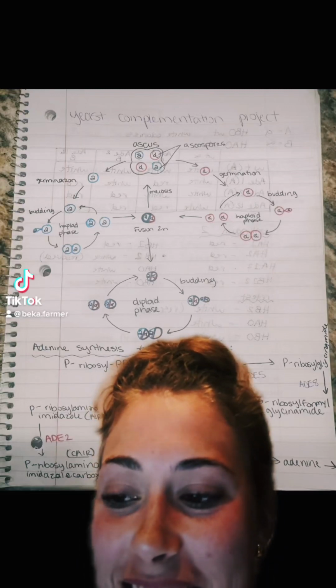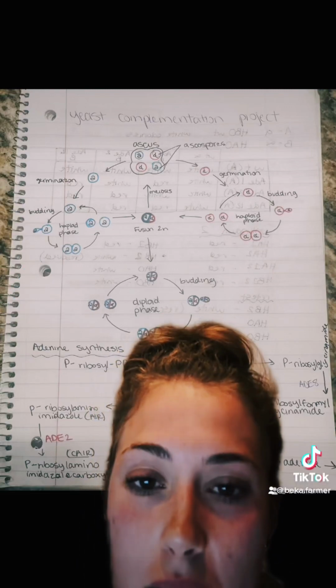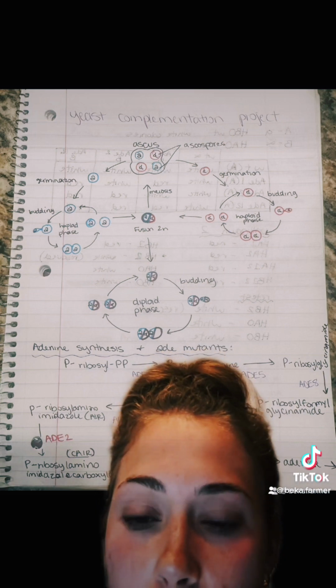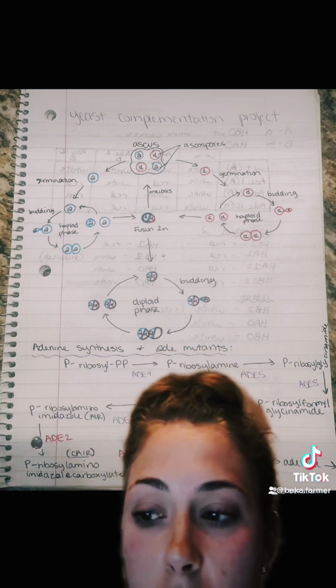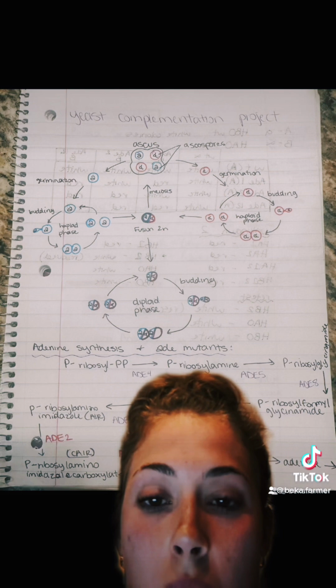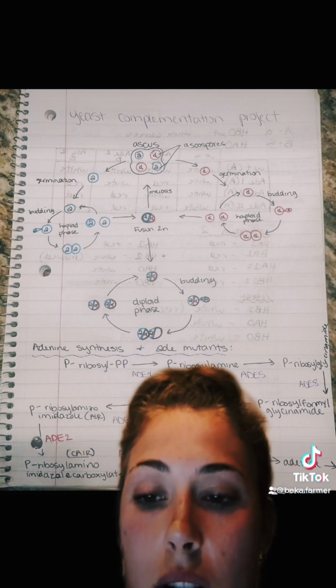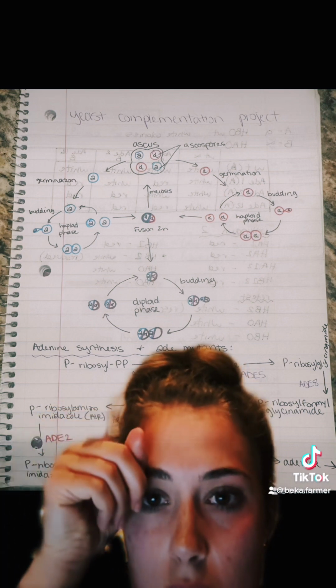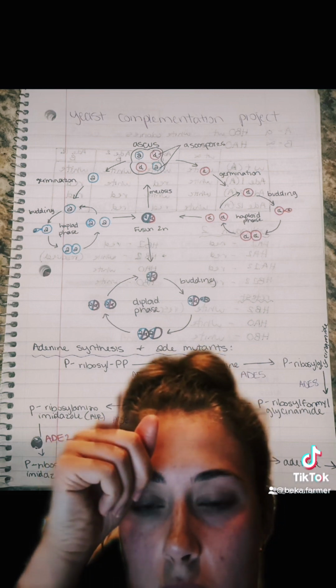Yeast haploid cells can exist in one of two mating types, either A or alpha. The two mating types can mate with each other to form a diploid cell that can undergo meiosis. And you can see that cycle up there.